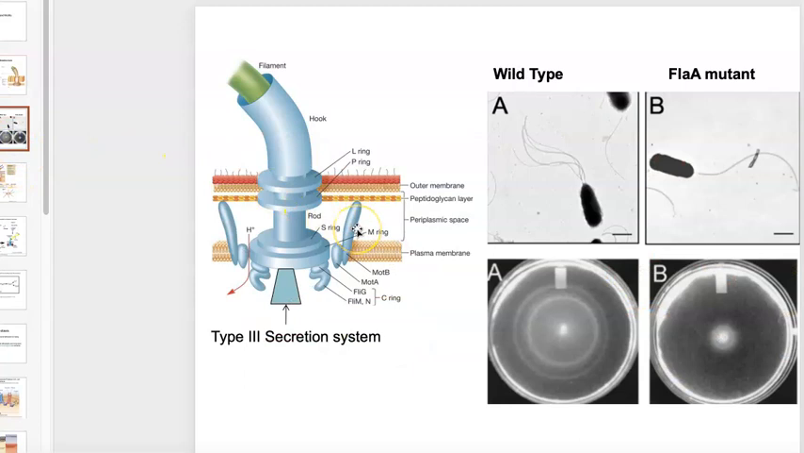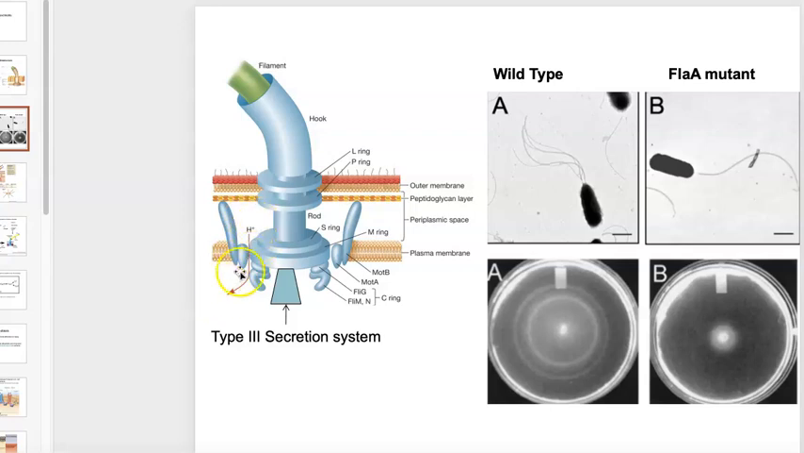This is a look at a little bit more detail, and then over here some actual experimental work. We can see the filament and hook and the L and P rings of this gram-negative bacterium. But the added features are these stator proteins, the motor proteins that you see here, MotB and MotA, and they're referred to as stator proteins because they don't move. What they are is basically motors that operate through proton motive force.